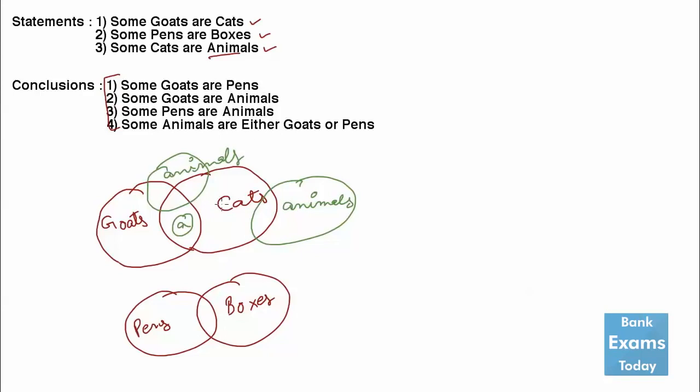Some goats are pens. There is no relation between the goats and pens. So this one is false. Some goats are animals. If we look at these two circles, this goat circle and this animal circle, then we will find that this conclusion is following. But give a look to this circle. If this is the situation, here are animals and here are goats, then the conclusion doesn't follow.